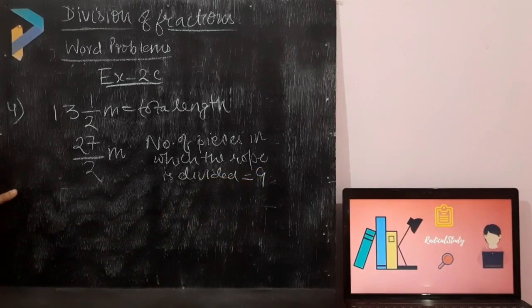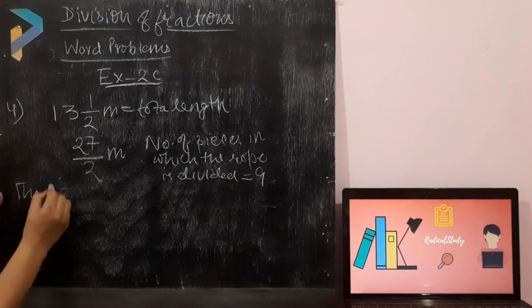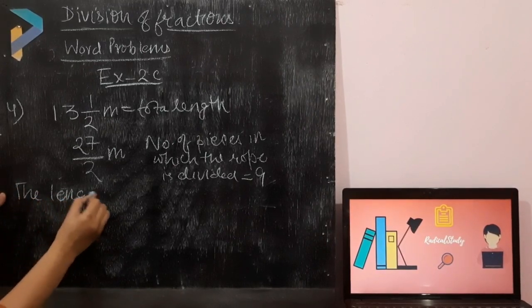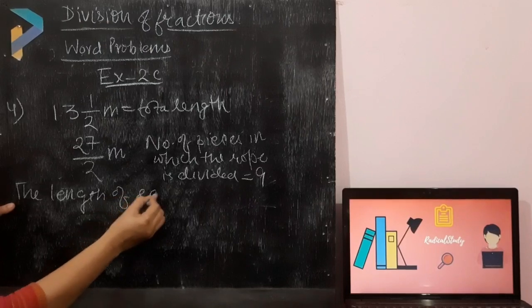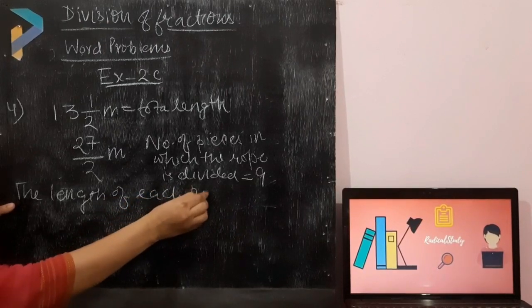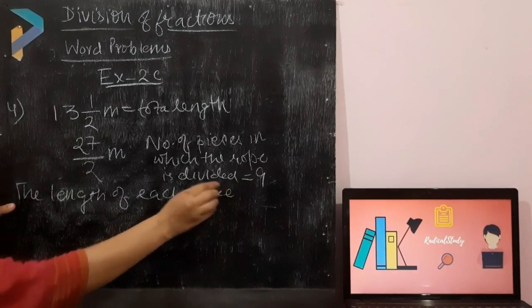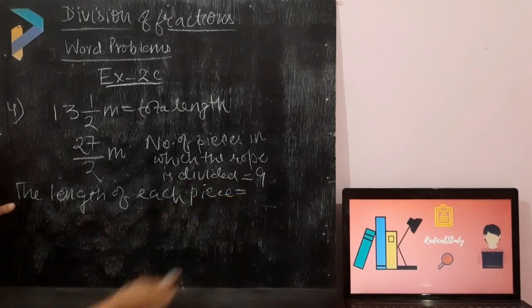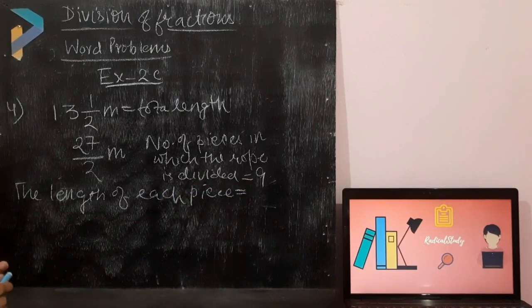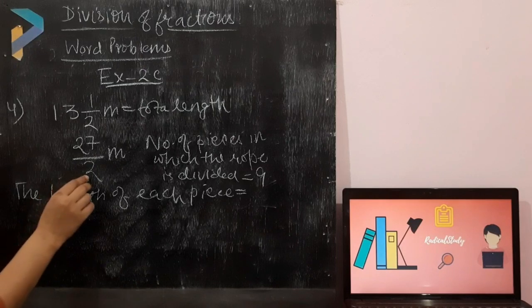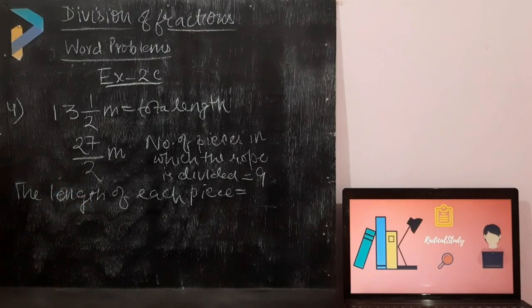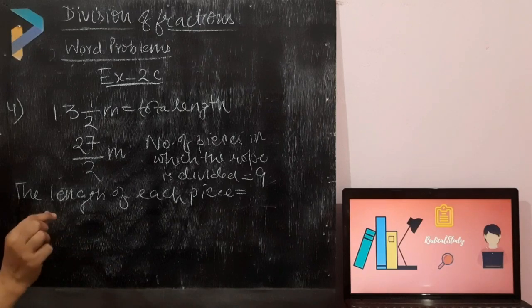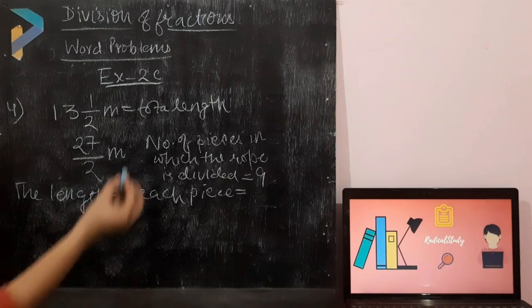So what will be the length of each piece? In my previous video, I explained the unitary method. What was that? To get more value, we used to multiply. But here, we have to find out for 1. Students, the rope is divided into 9 pieces, and what is the length of one piece? That means we have to find out for less. So to obtain less value, what do we do?